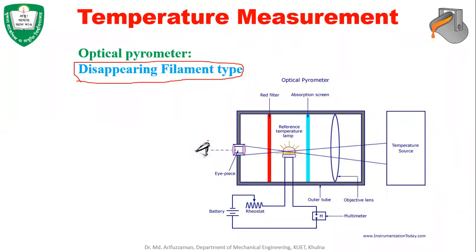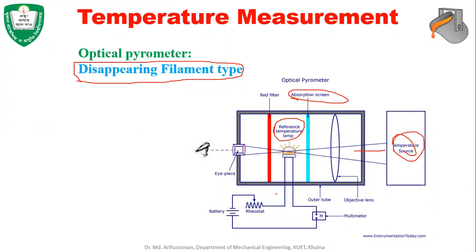Look carefully, this is very interesting. This is the temperature source, where the hot body is and the radiation is coming from. All the wavelengths are coming from this place, through the objective lens, and there is an absorption screen. The function of the absorption screen I will come to later. Just remember that; if I forget, make me remember. And all the radiation wavelengths are coming from that source, and there is another reference temperature lamp.